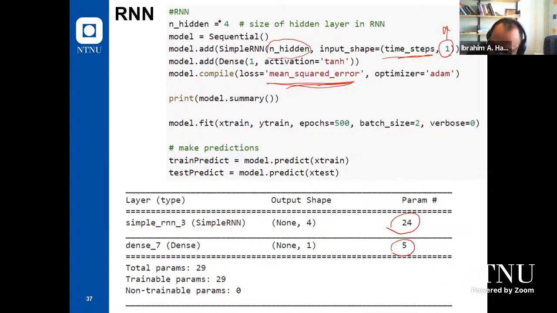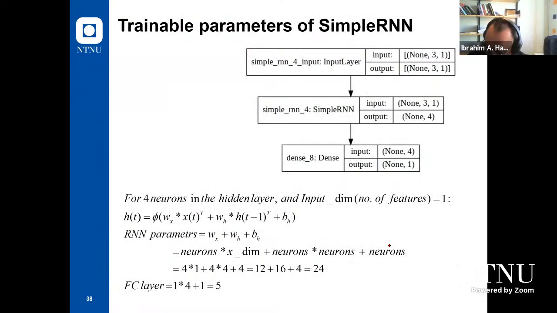Here, in fact, we used a number of hidden units equal 4, right? So we have this number of hidden equal 4. So those 5 will be 1 times 4 plus 1. If we need to calculate the number of parameters here, the input will be 3 times 1, because we have 3 time steps and one feature. This dimension, in fact, is none because we don't care about this one, because this is the number of samples. So the input will be 3 times 1. The output will be 4 because we selected the number of hidden units equal 4.